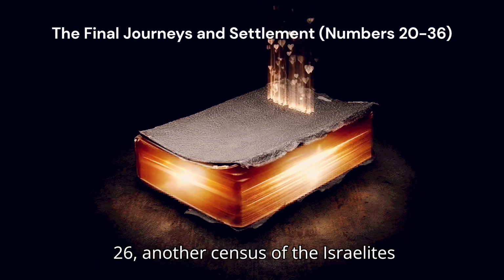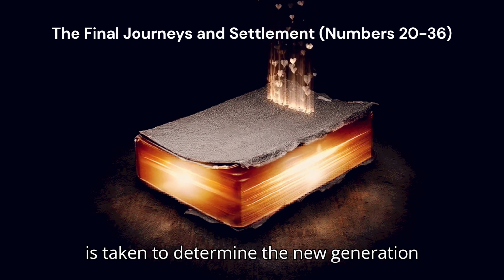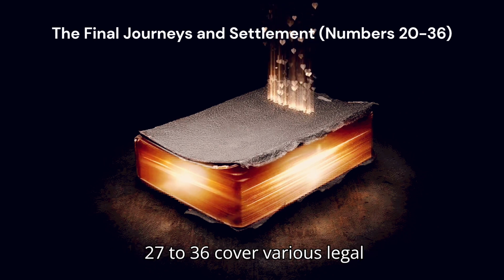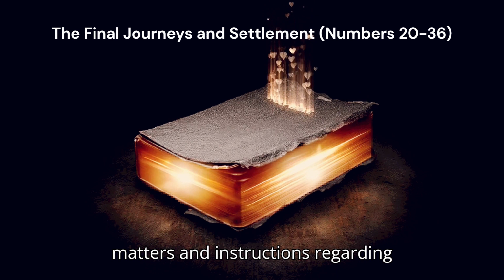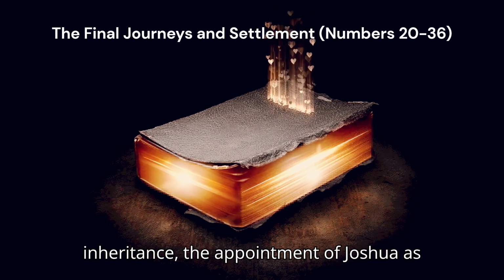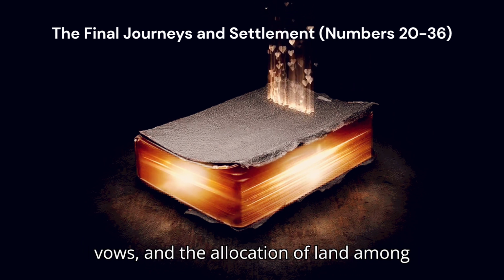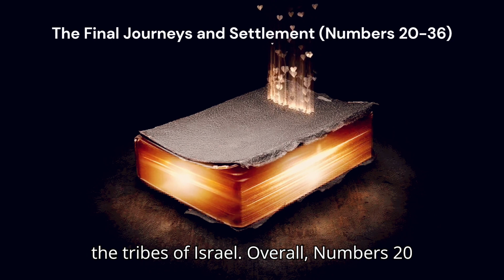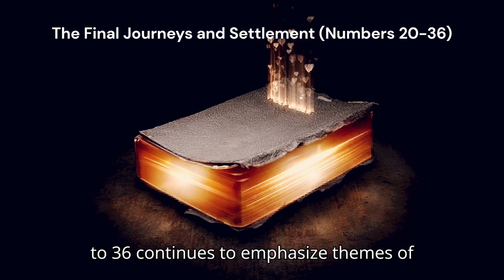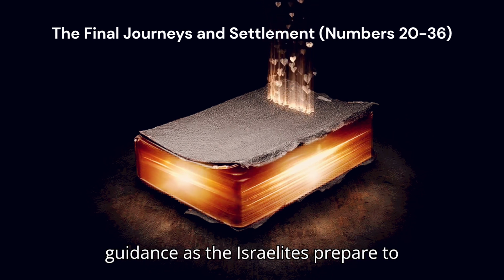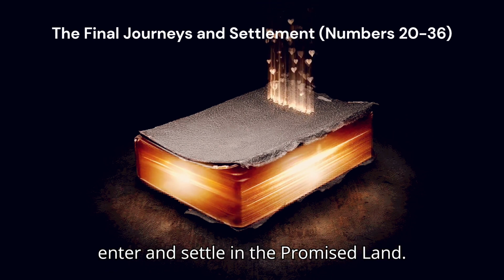In Numbers 26, another census of the Israelites is taken to determine the new generation eligible for military service. Chapters 27 to 36 cover various legal matters and instructions regarding inheritance, the appointment of Joshua as Moses' successor, regulations concerning vows, and the allocation of land among the tribes of Israel. Overall, Numbers 20 to 36 continues to emphasize themes of obedience, faithfulness, and divine guidance as the Israelites prepare to enter and settle in the Promised Land.